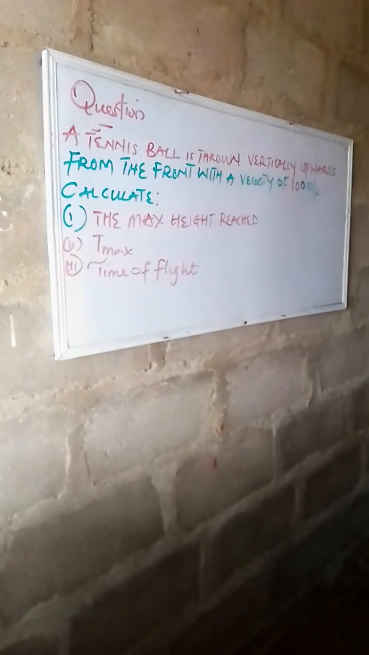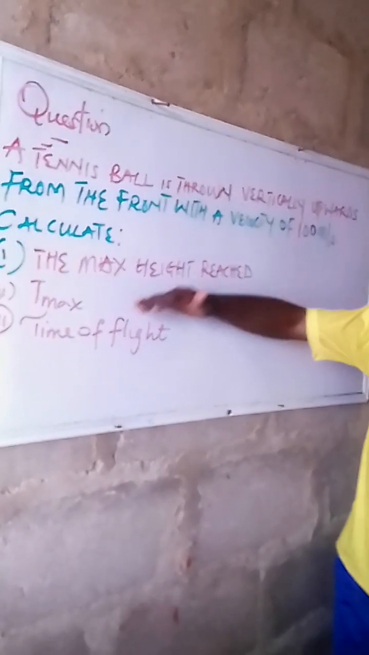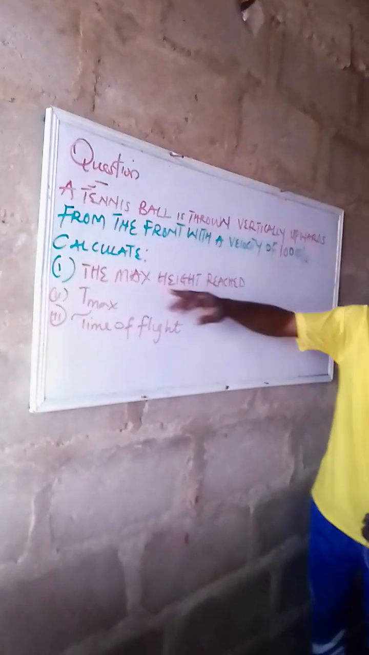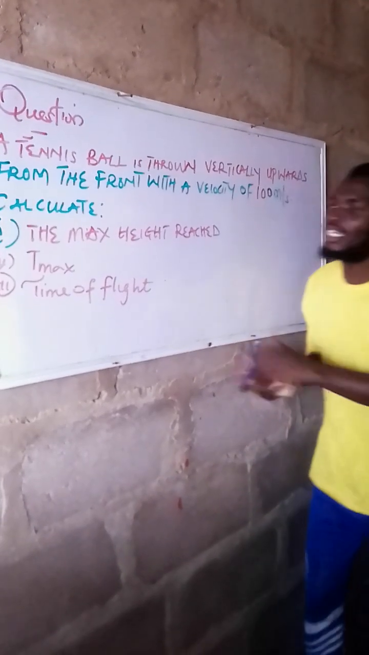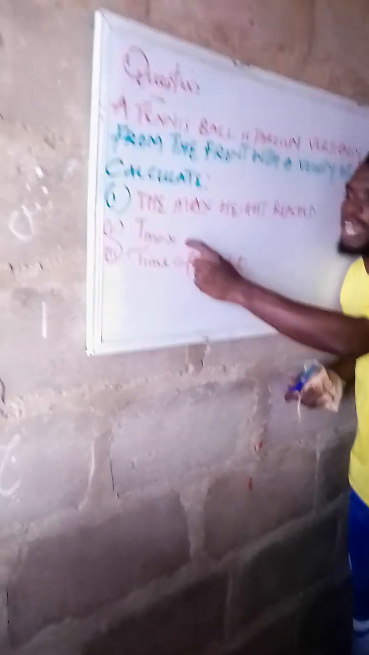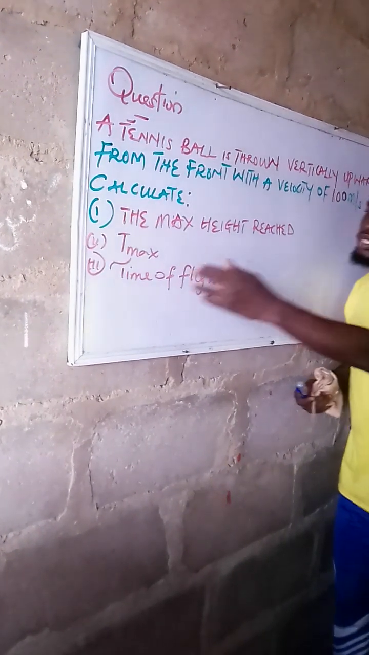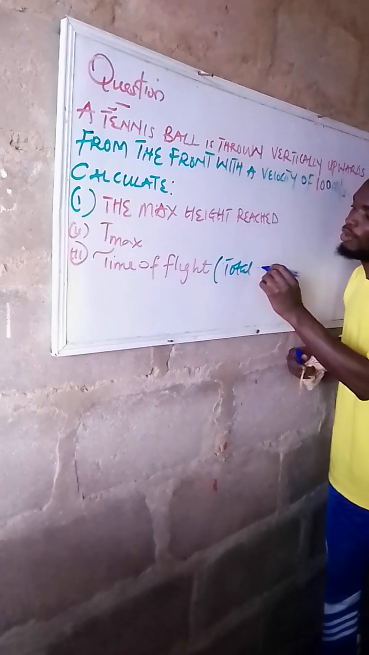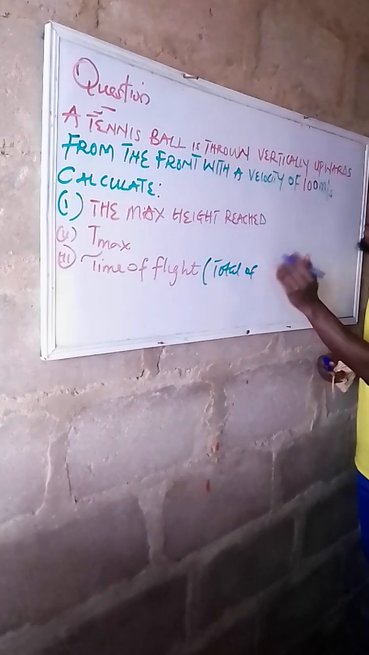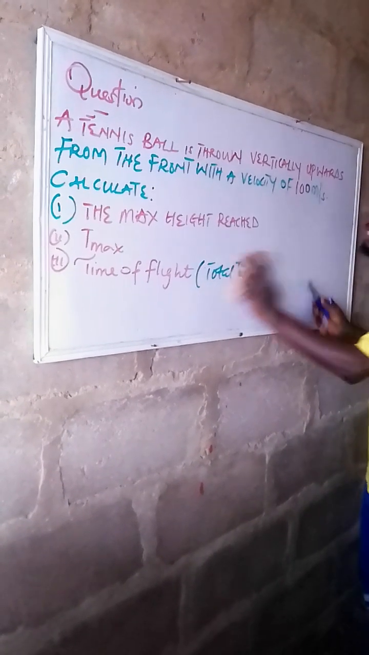On projectile motion. This question is on projectile motion. We are asked to calculate these parameters: the maximum height reached, and then the time T max, which is the time taken to reach the maximum. Then the time of flight, which is also known as the total time of flight. Are we together?